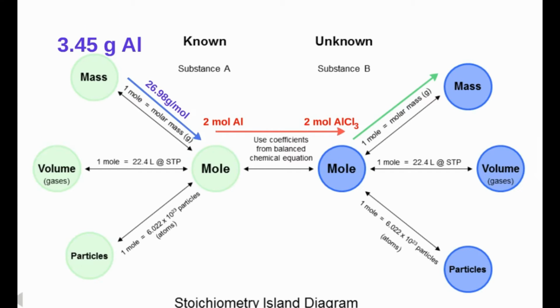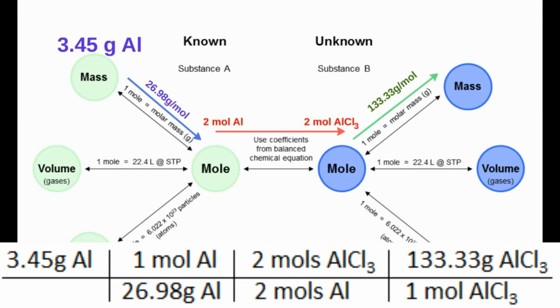Notice over here we did the molar ratio of aluminum, just aluminum. They now want aluminum chloride. So we need 3 chlorines plus 1 aluminum. Let's cut to the chase: 133. Ooh, look at that. All right, in other words, 133.33 grams of aluminum chloride equal 1 mole of aluminum chloride.